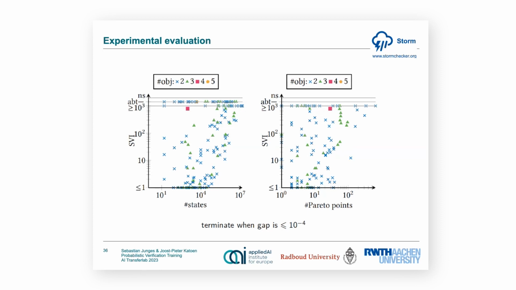And the termination criterion that we used here is basically indicating how much white space is left between the red and the green area. That's at most 10 to the power minus 4. So, I would say, rather tight.